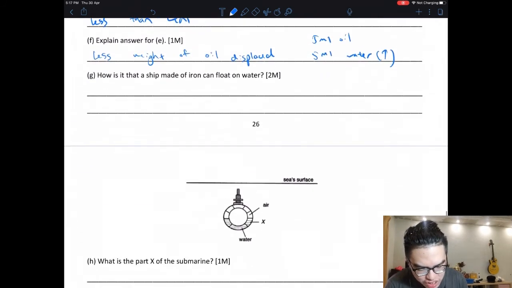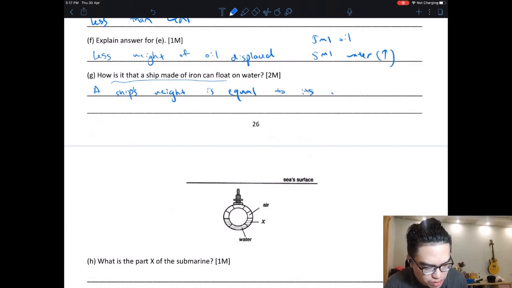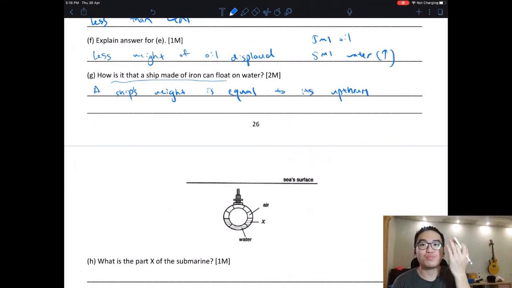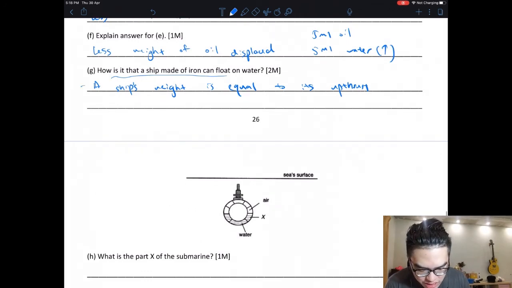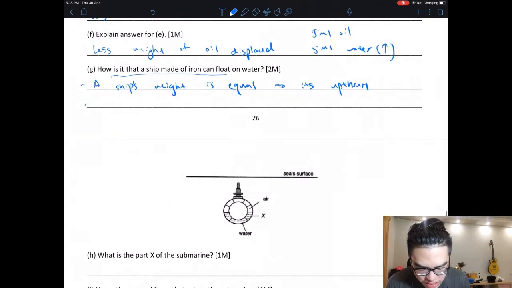How is it that a ship made of iron can float on water? Yes, that's what I said. Why? Because a ship's weight is equal to its upthrust. Like I said with the lift, you're 70 kilo down, the lift is pulling you 70 kg, you are going to stay there. So you can say the net force is 0, and the ship floats.